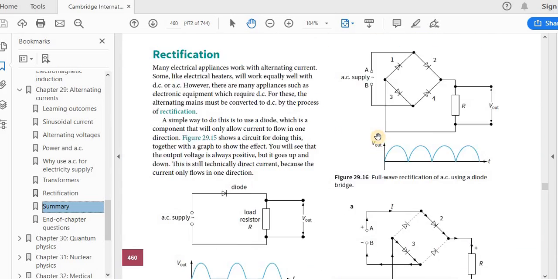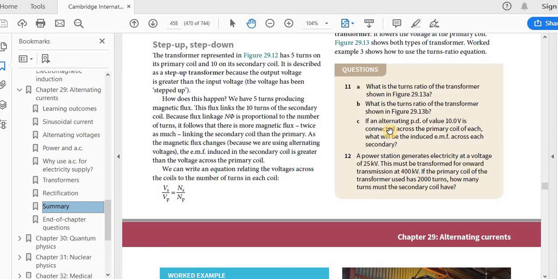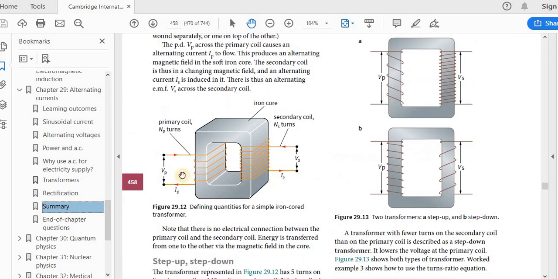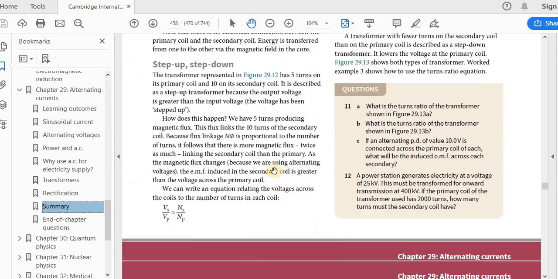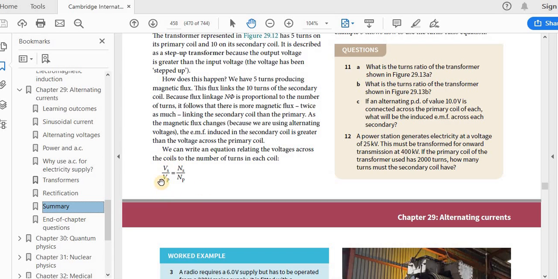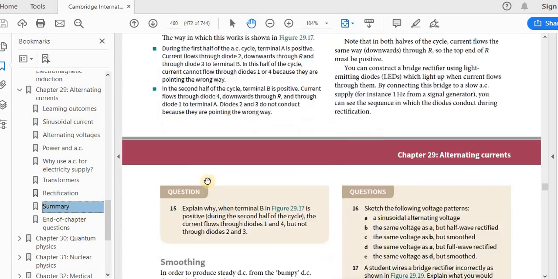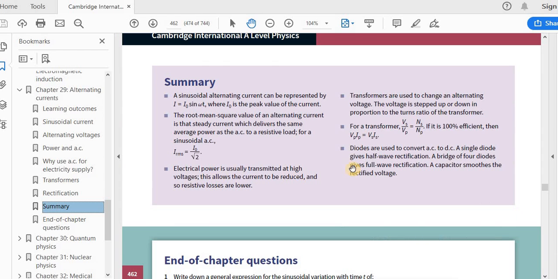Again, if you look at the diagram, you can see that here the input coil is the primary coil and the output coil here is the secondary coil. So the power in this is equal to the power in this, and the ratio of turns is equal to the ratio of the corresponding voltages. Alright.